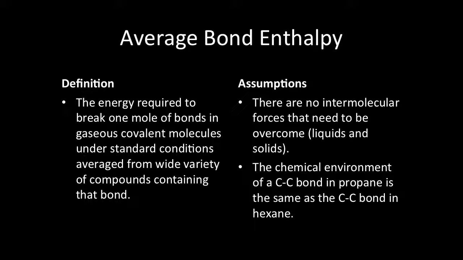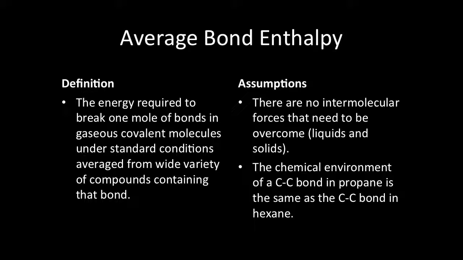So for example, we could calculate the energy released when I break a carbon-carbon bond in propane, or I could calculate the energy released in a carbon-carbon bond found in hexane. Well, because their environments are different, propane having only 3 carbons and hexane having 6, the amount of energy that's released might be slightly different. So I'm going to take the average of the energy that's released when the bonds are broken in different types of compounds. So that's where I get the definition average bond enthalpy.